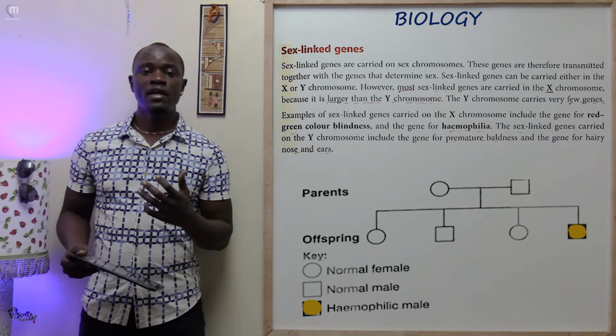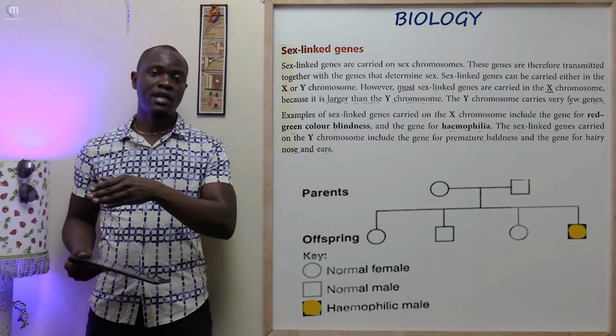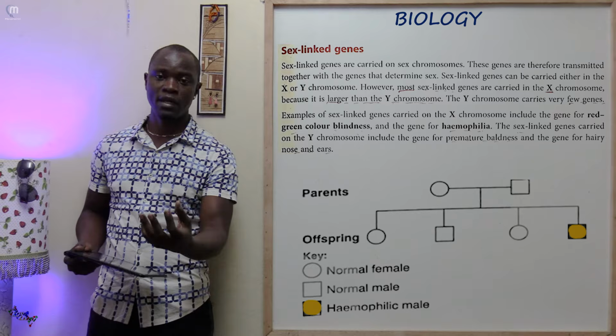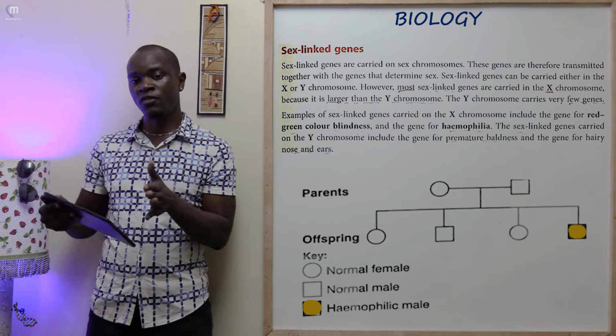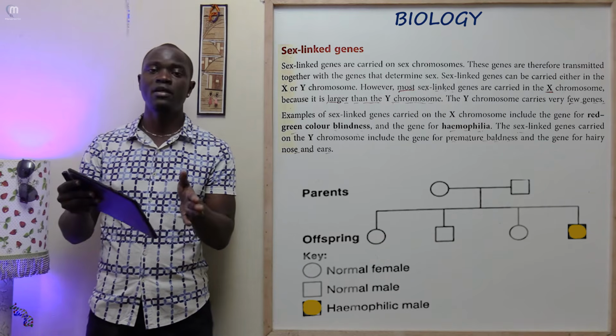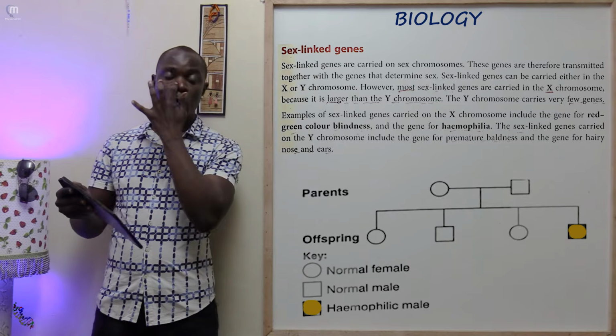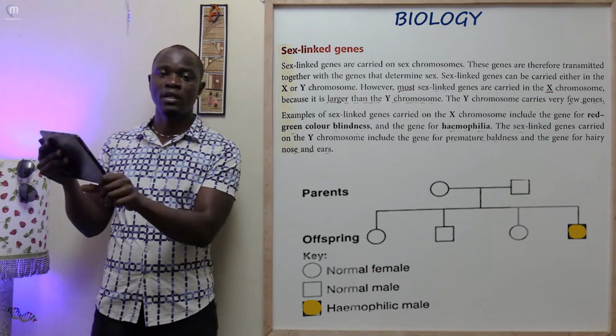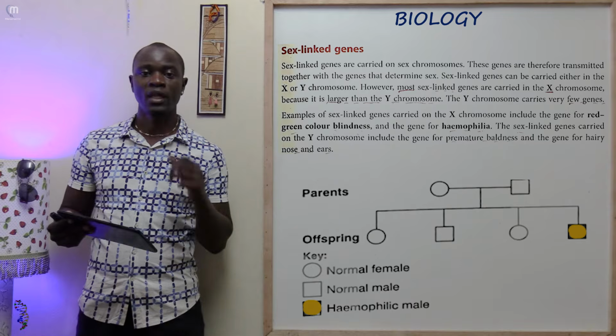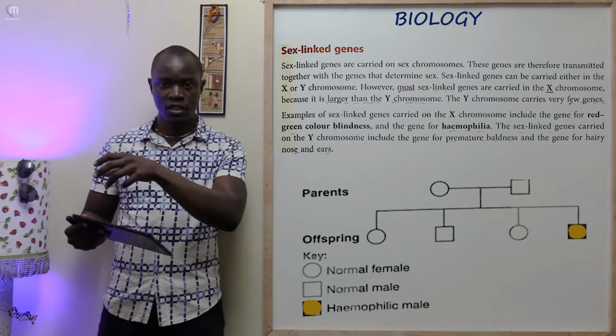So hemophilia is a sex-linked gene. It means that as this gene is being transmitted, it is transmitted together with the sex genes. As the gene for determining gender enters to make the offspring, so also this gene for hemophilia is bound to that X and Y. It enters together with it. That's why it's called a sex-linked gene.